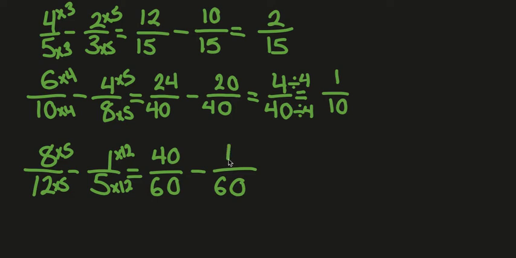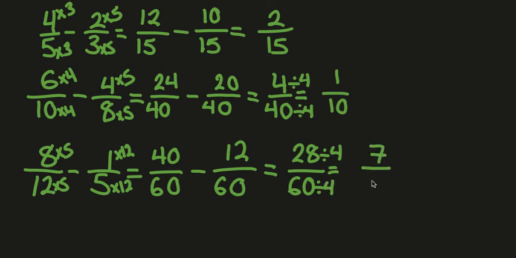1 times 12 is 12. Since the denominators are the same, it's also going to stay the same in the result. And we're going to subtract the numerators. 40 minus 12 is 28. We can divide both these terms by 4. And we're going to get 7 over 15.